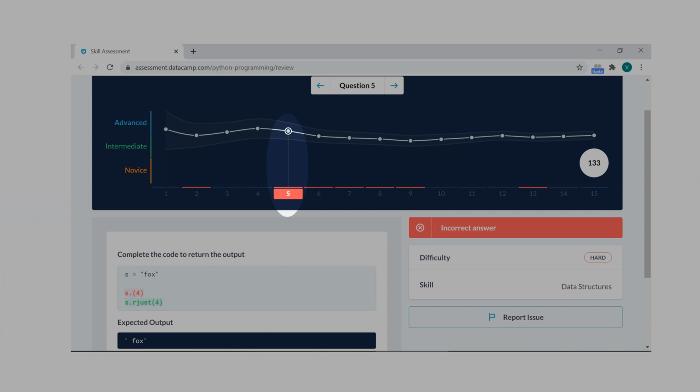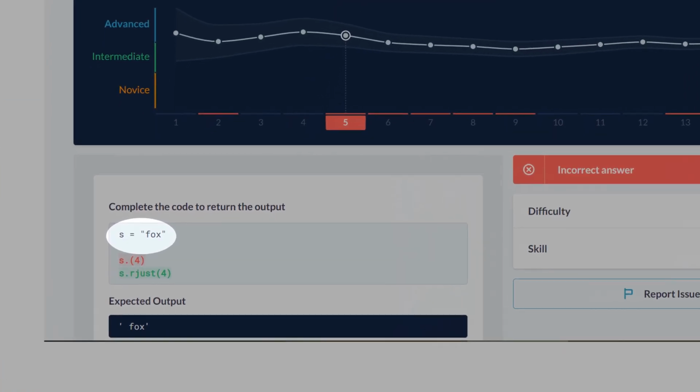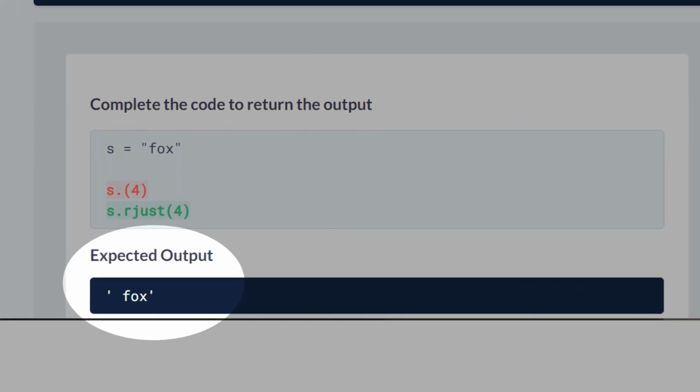I got this question 5 wrong. The computer gave this input here, s equal fox, and the computer expected that I produce space fox. The red here is my wrong code, and the green is the right answer. I should write s.rjust(4), to justify to the right side and use 4 spaces. That means 3 letters for fox and 1 empty space.